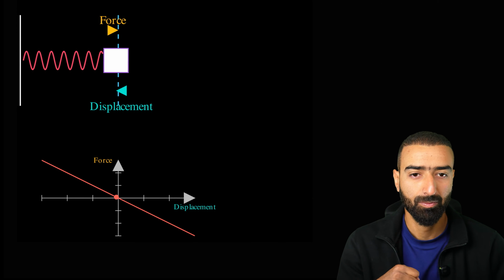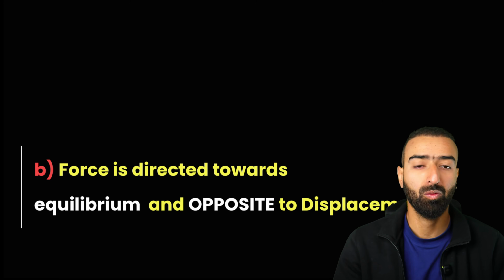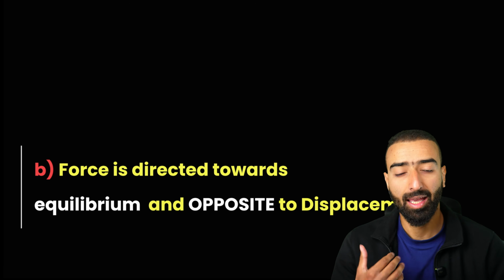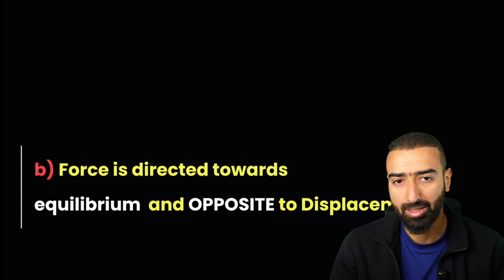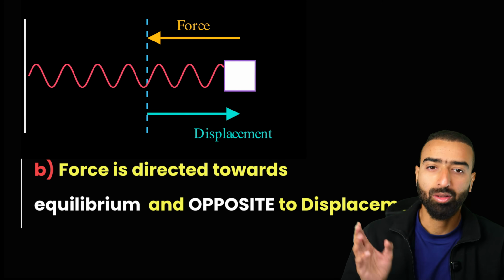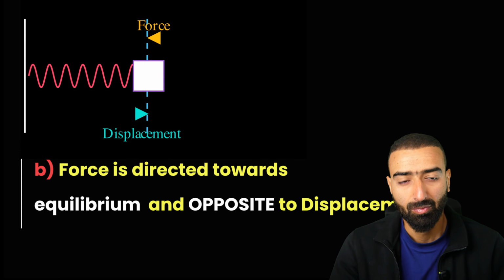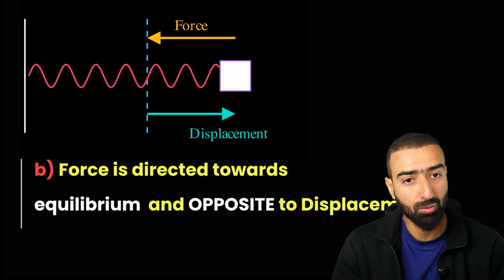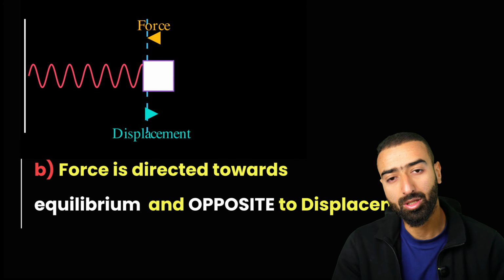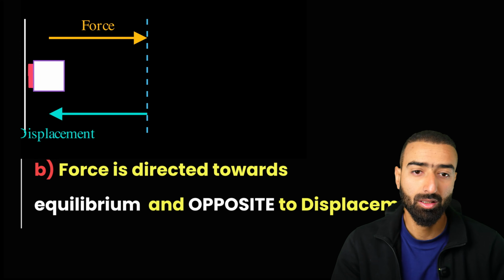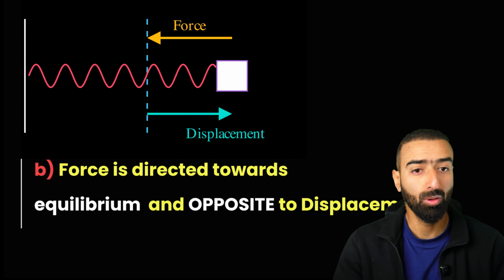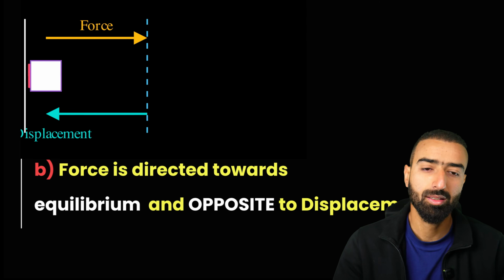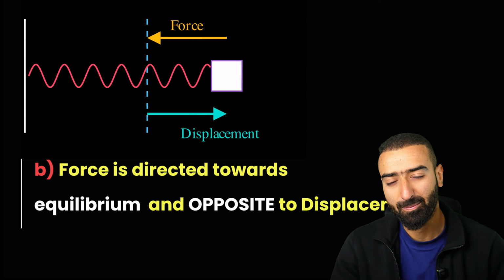Alright. The second condition is that the force should point towards the equilibrium position and opposite to the displacement. Focus again on the spring block system. Notice that the force is always directed towards the equilibrium and opposite to the displacement. Since the spring block system obeys both the conditions, we can confidently say that it performs simple harmonic motion.